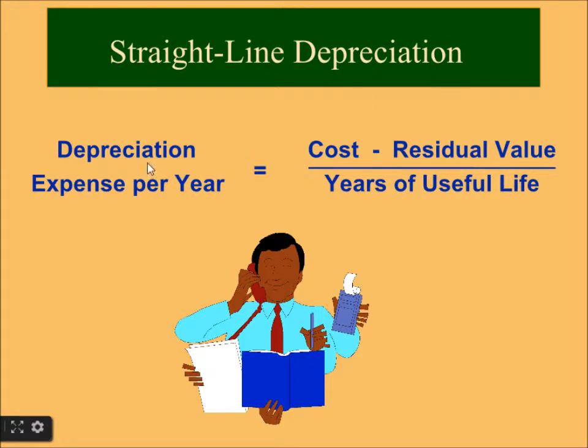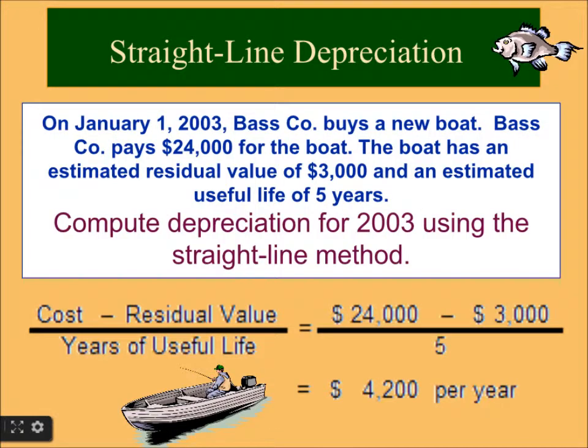Straight line depreciation. Depreciation expense per year is calculated as the cost of the asset minus residual value, divided by years of useful life. So let's look at an example to understand straight line depreciation. On January 1, 2003, Basco buys a new boat. Basco pays $24,000 for the boat. The boat has an estimated residual value of $3,000 and an estimated useful life of 5 years. Compute depreciation for 2003 using the straight line method.